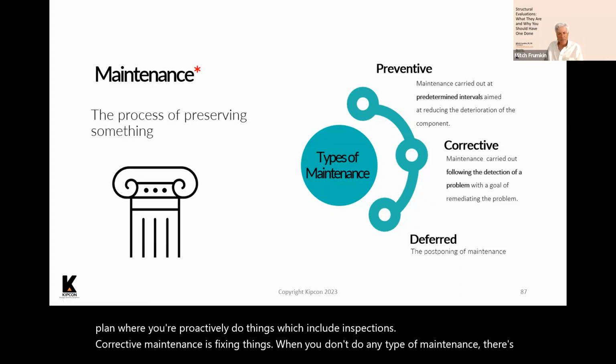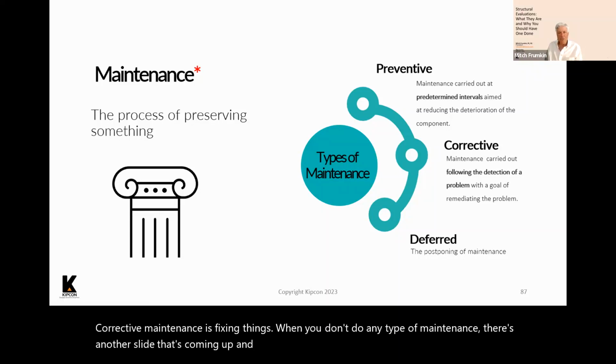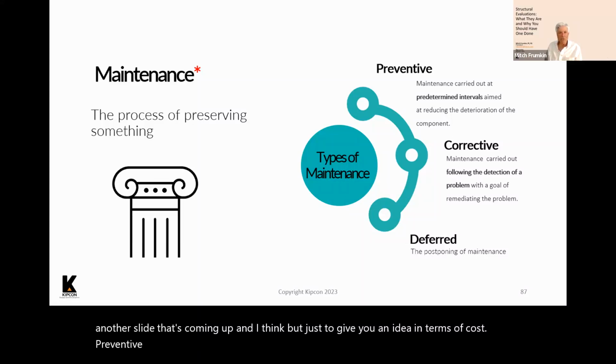There's another slide that's coming up, I think, but just to give you an idea in terms of cost. Preventive maintenance typically costs about 5% of the replacement cost of a component.